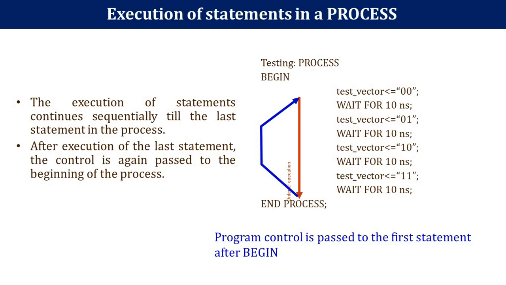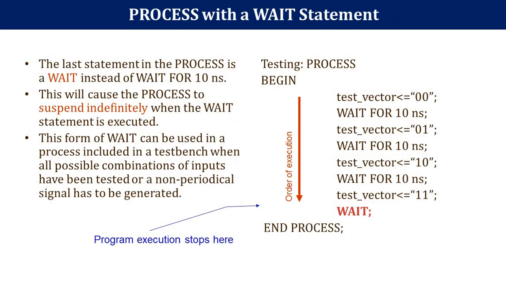Hence program control is passed to the first statement after the begin. Now the process statement with the wait. What is the importance of wait in this statement? The last statement in the process is a wait instead of a wait for 10 nanoseconds. This is also important. Why are we going to write the last statement as a wait only?